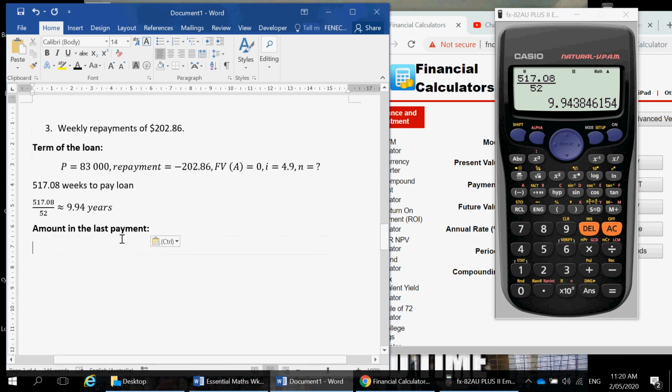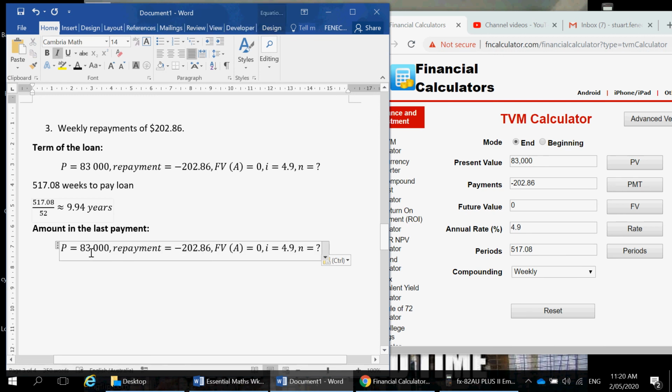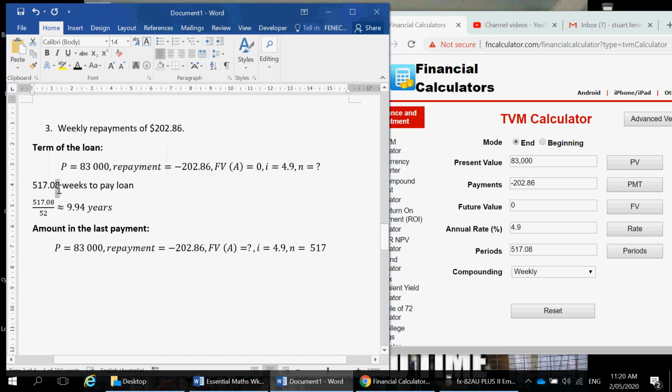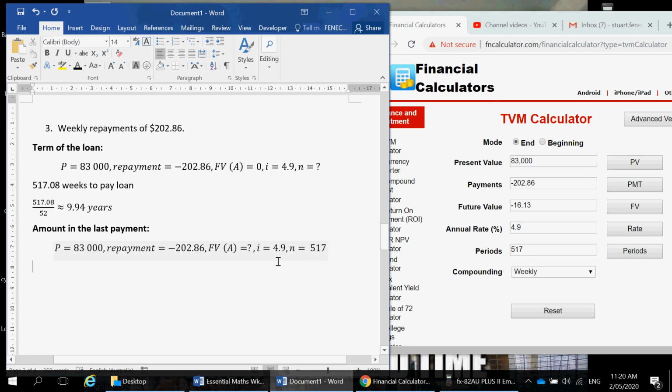And the second part there was to work out the amount in the last payment. We've got to do the same trick as we did for the months. We want to know the original amount of loan is the same, the repayments the same. We want to know what the value is at the last moment here. So after 517 weeks, we want to know how much is left. At 517 weeks, you've almost paid it off, but there's got to be a small amount in the 518th week, and we're just going to find that out now. So we want to know the future value, 517 time periods. I press FV to find how much is left for the final payment. Final payment in the 518th week will be $16.13.